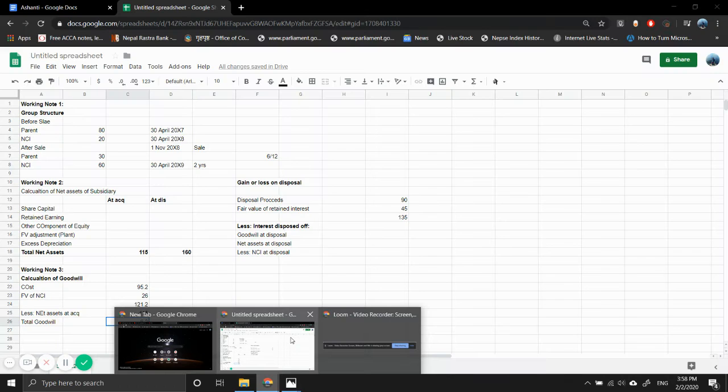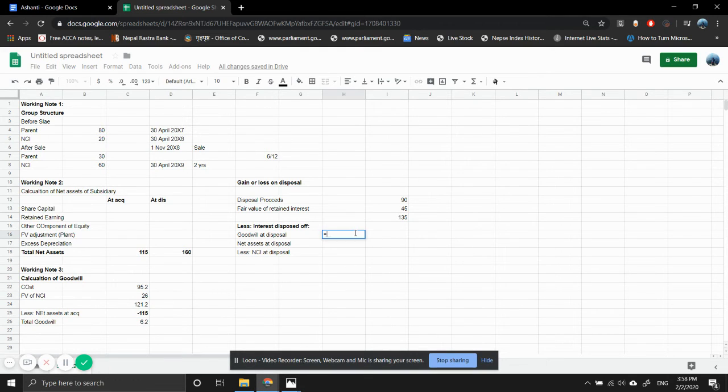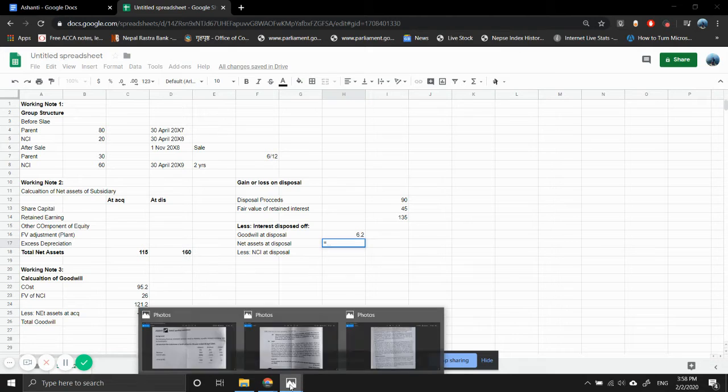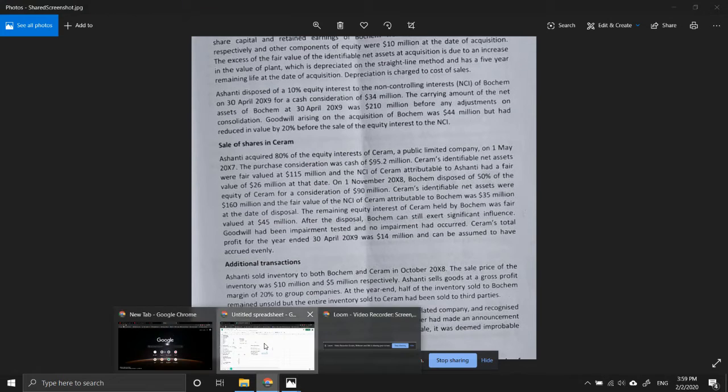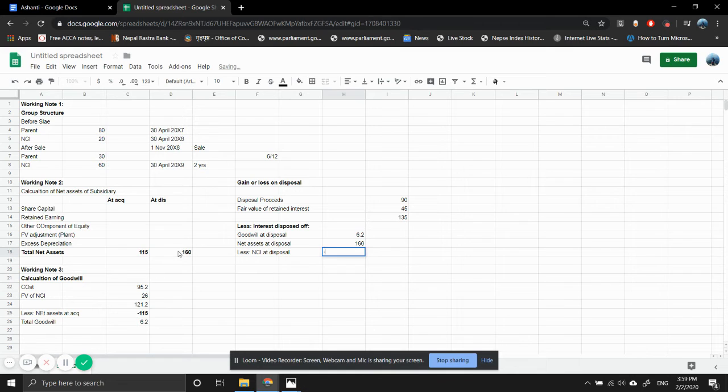Good. So it will be this figure. For that, net assets at disposal is 160, and fair value of NCI was 35, right? 160 and 35 minus 35. So sum of all this. So this should give us the profit on disposal. Okay, it's pretty simple.